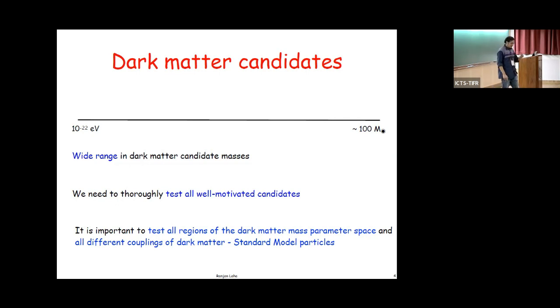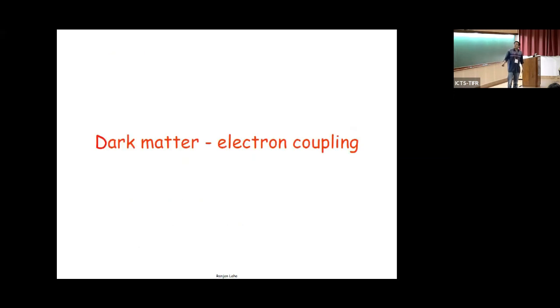And the thing that I want to at least impress upon you during this talk is that it is important to thoroughly test all well-motivated candidates, irrespective of various theory biases. Theory biases are great. They are lampposts towards looking at something, but it's also useful to use all observations that we have to find dark matter, right? So it's important to test all regions of the dark matter parameter space and various different couplings of dark matter and standard model particles. So we will be discussing dark matter electron coupling.